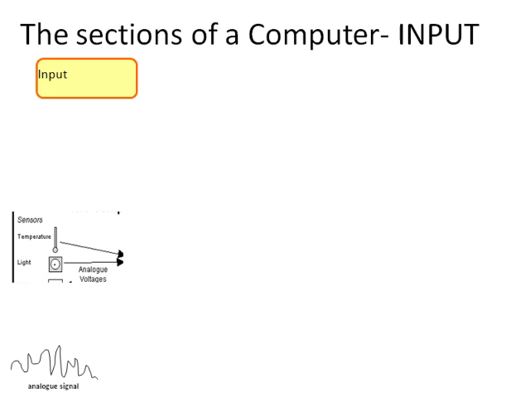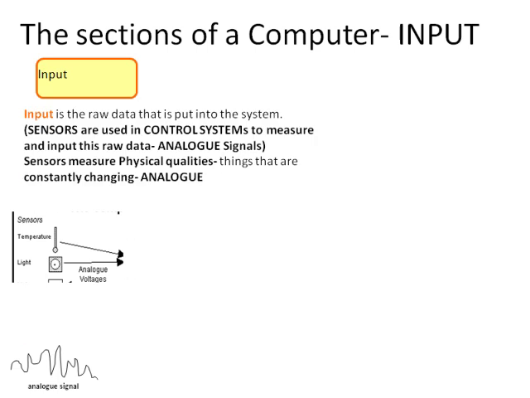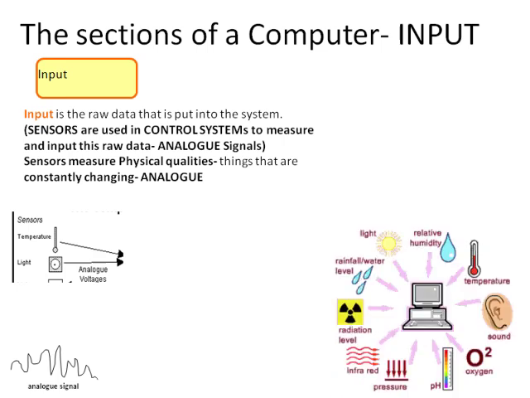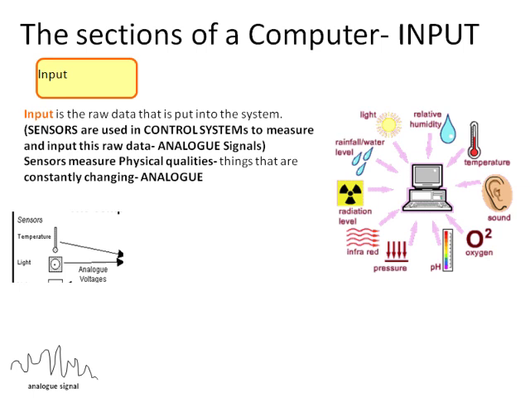To record them, we use a thing called a sensor. Sensors are used to measure physical qualities or quantities. In the case of the likes of a temperature sensor or a light sensor, these are constantly changing. They're what's known as analog signals. Sensors can record many things. So they can record radiation levels, they could record pressure, they could record oxygen, they could record temperatures, and so on and so forth. They can work in extreme conditions.